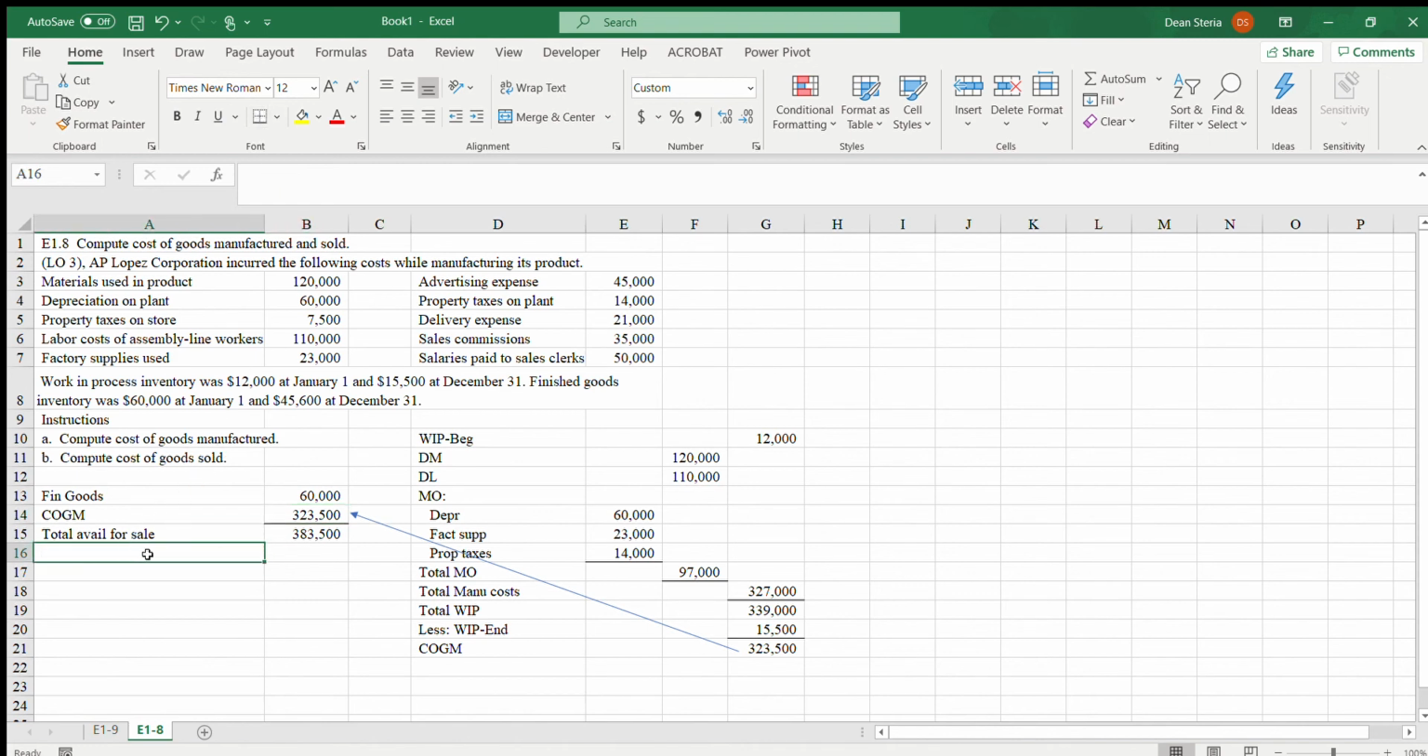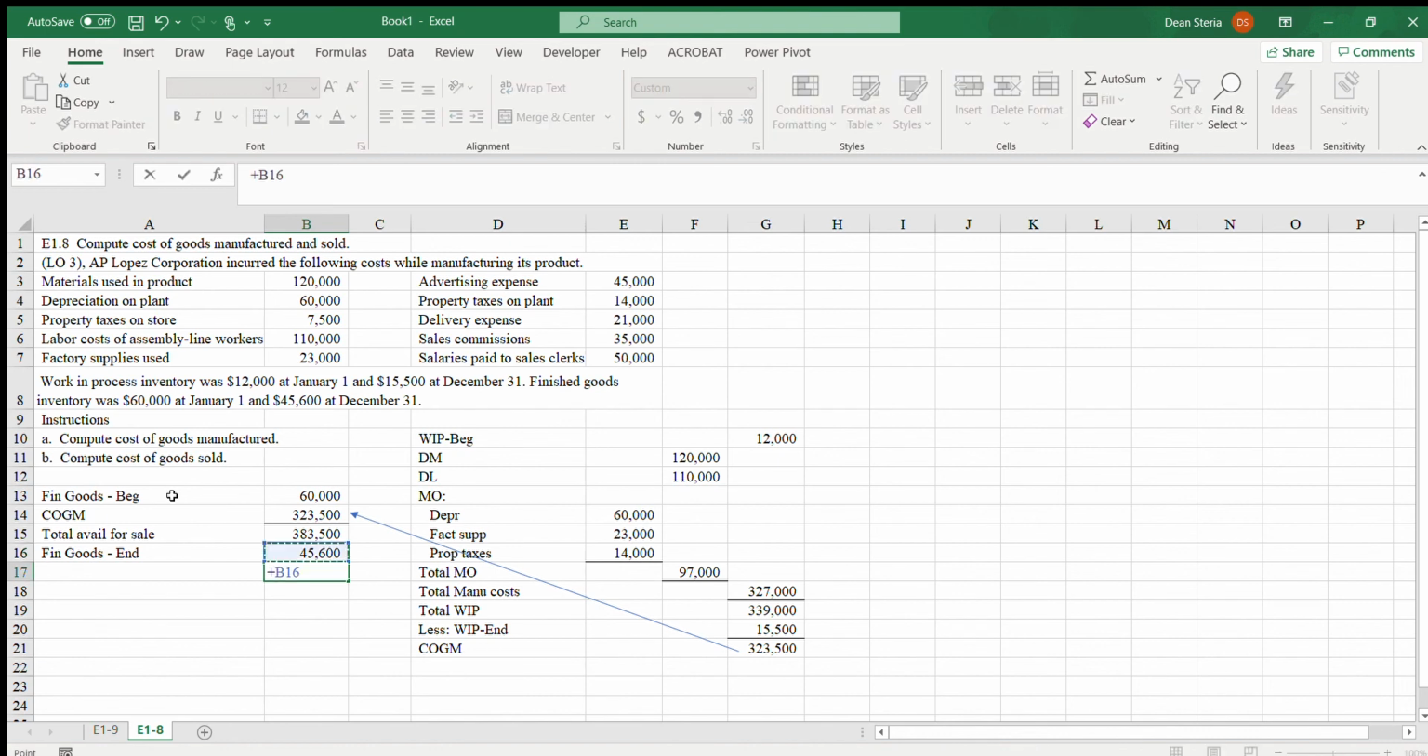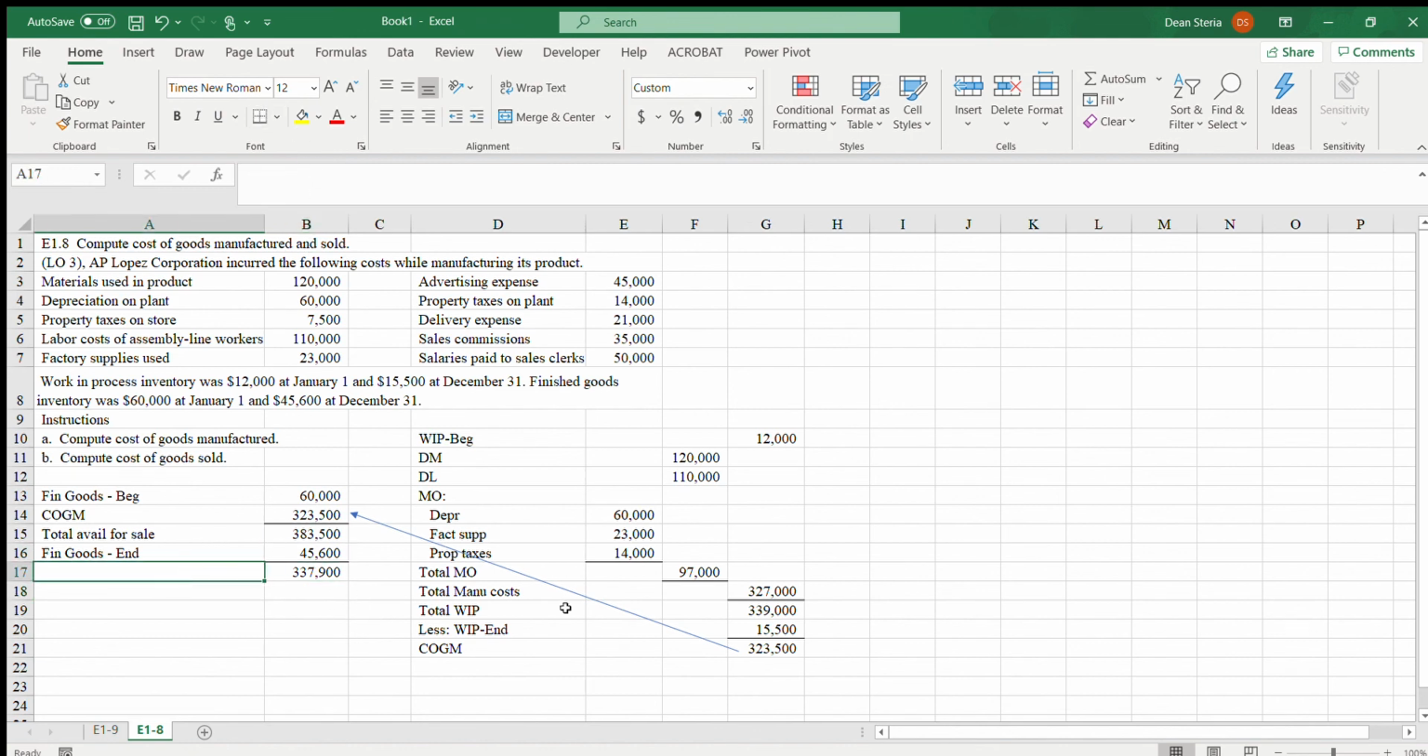Now, so that was my finished goods beginning up here. Let me label these. And then this is my finished goods ending of 45,600. We subtract those, and that gives me my cost of goods sold. Okay, why is that?